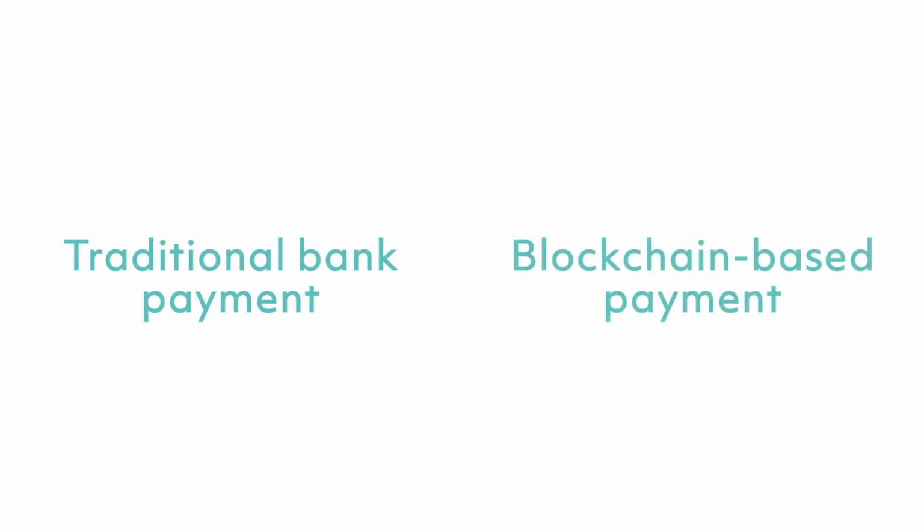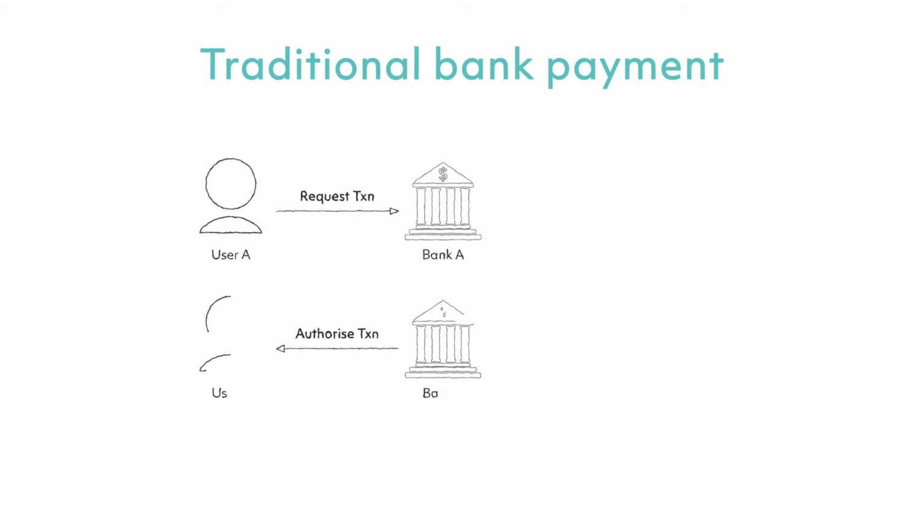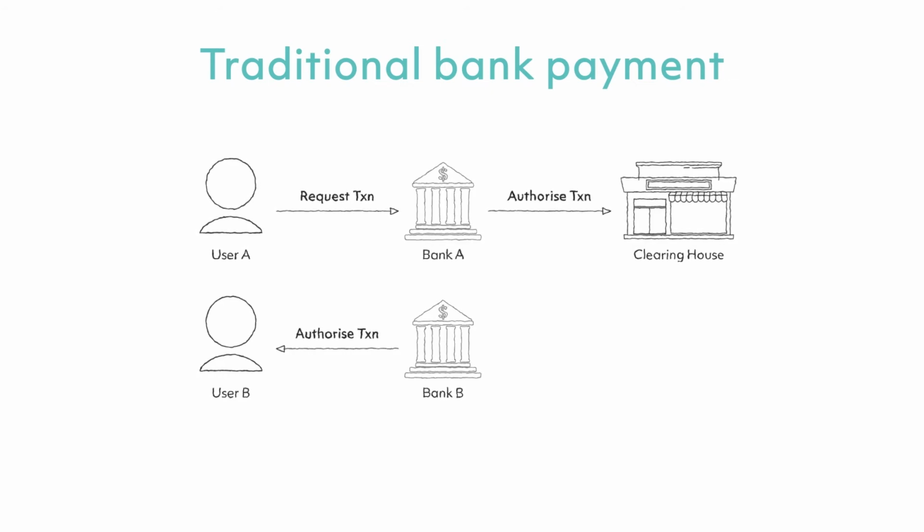blockchain-based payment transaction. In a traditional bank payment transaction, user A would request their bank A to authorize a payment to user B's account in Bank B. For the payment to proceed, Bank A must authorize the payment and settle the transfer with Bank B through a clearinghouse. As you can see, this includes multiple parties and processes, which increases the cost of the transaction, usually coming in the form of bank transaction fees.